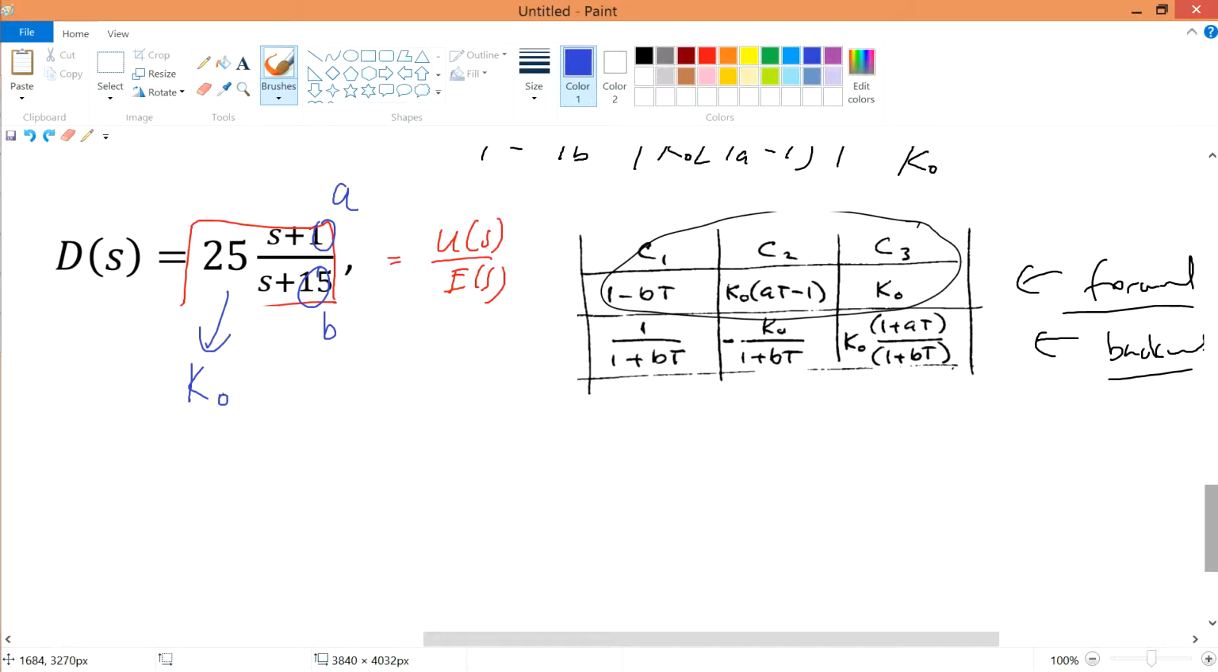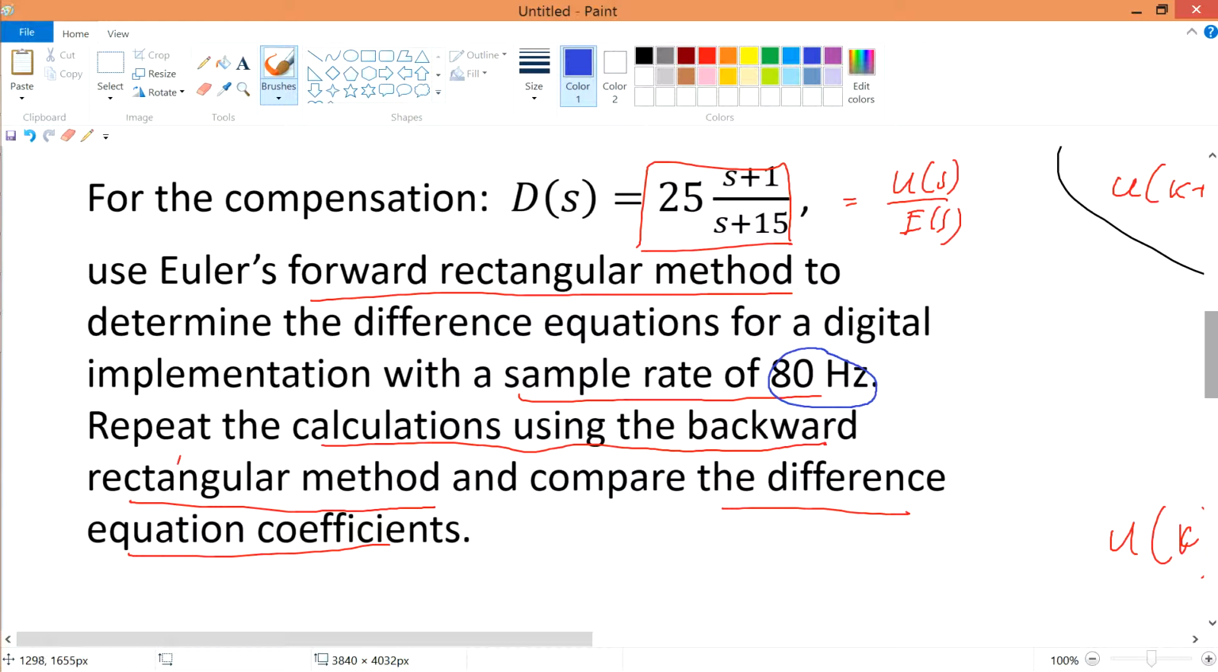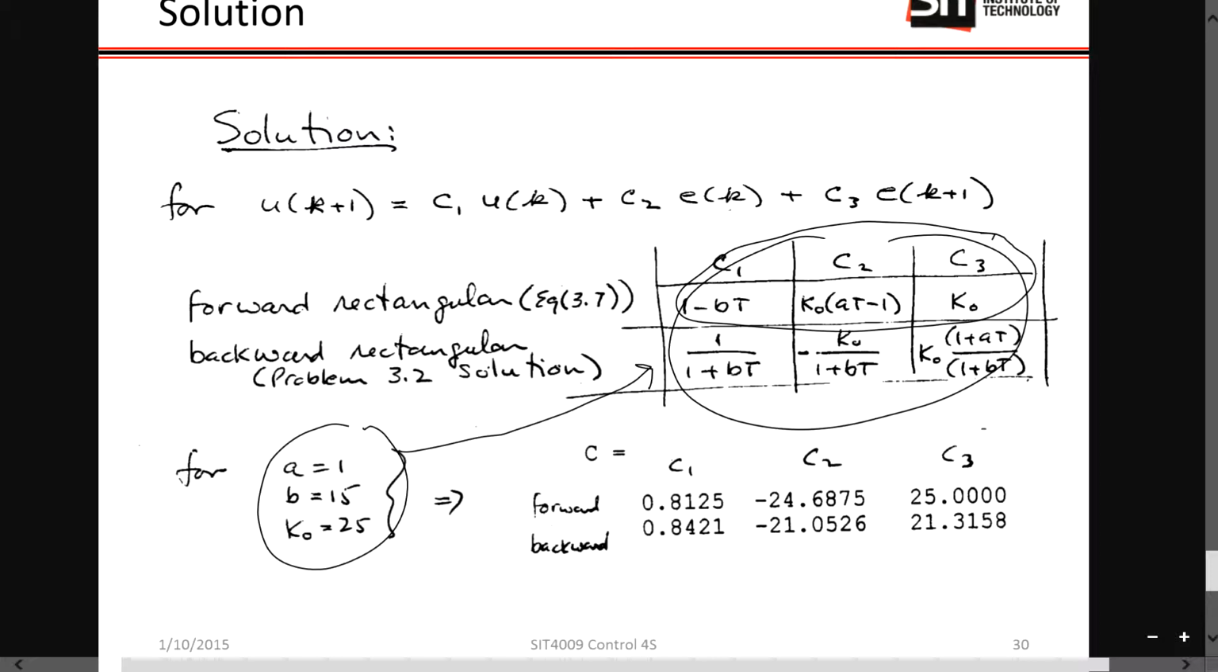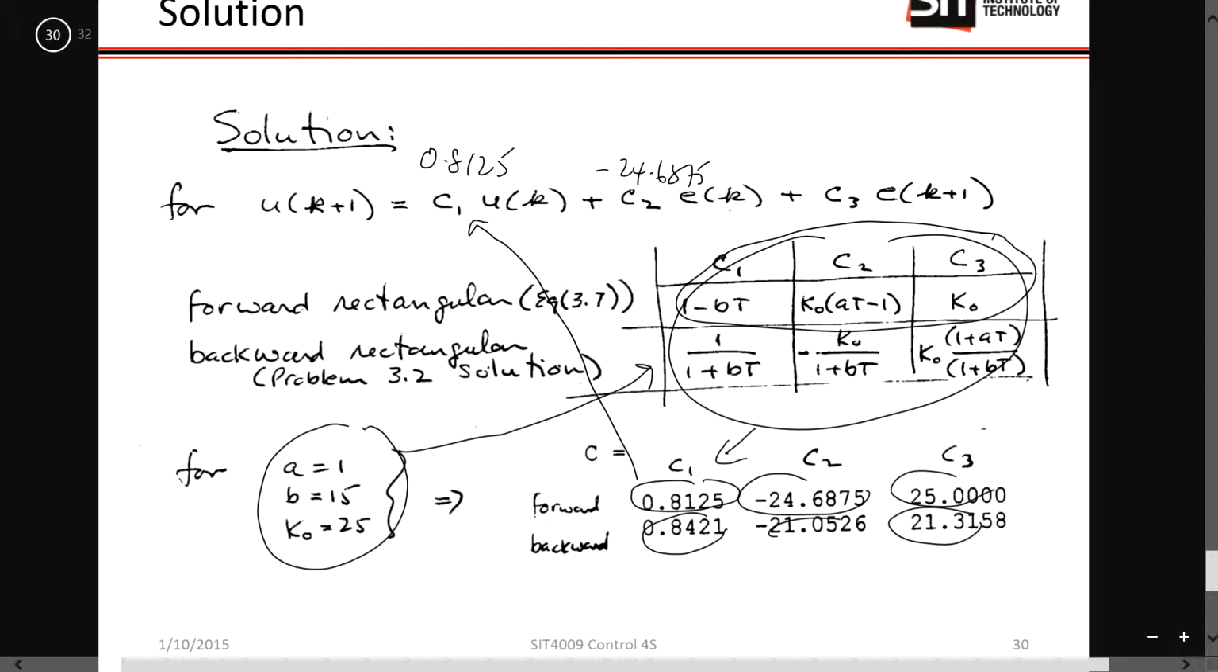Alright, but given that we know that T is equal to 1 over f, and our frequency is given as 80 Hertz, sample rate 80 Hertz. When I sub in all these values, it is the same as what I've shown you just now. Let's sub into here. What I will have is c1 for forward is this value, c2 is this one, c3 is this one, for both forward and backward. Alright, you can simply sub back into this equation. So for example, it will be like 0.8125 minus 24.6875 and 25 ek, and so on and so forth.